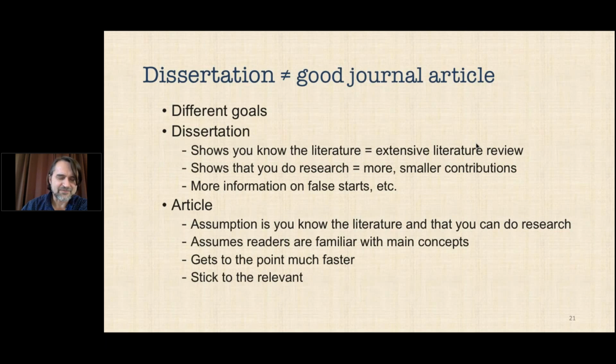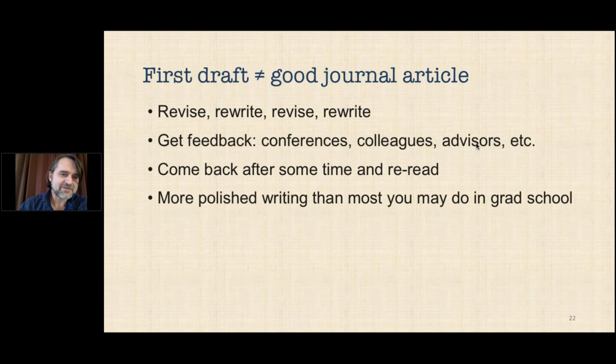So the purpose and goal of these two documents are different, and things that do not work as journal articles, which we do get sometimes, is a chapter from a dissertation. You have to take it and put it into an article format. The first draft is never a good journal article, so revise, rewrite, get feedback from conferences, have your colleagues read your papers, your advisors, put it aside for a while, come back to it later, see if it still makes sense. Journal articles require a lot of revision even before you submit, and they're typically much more polished writing than anything you might do in a class in grad school.